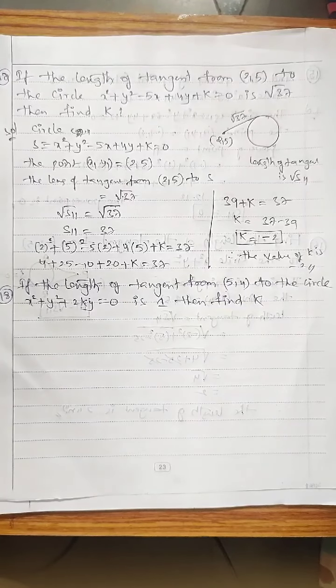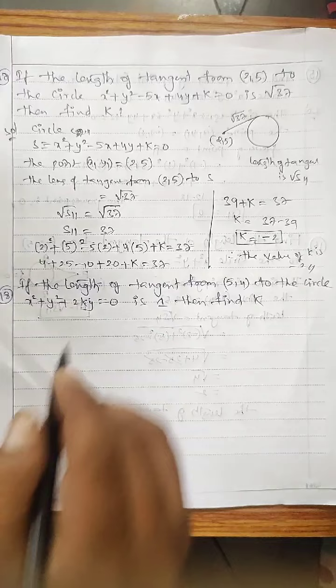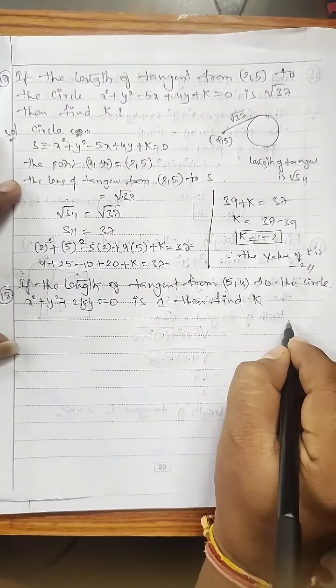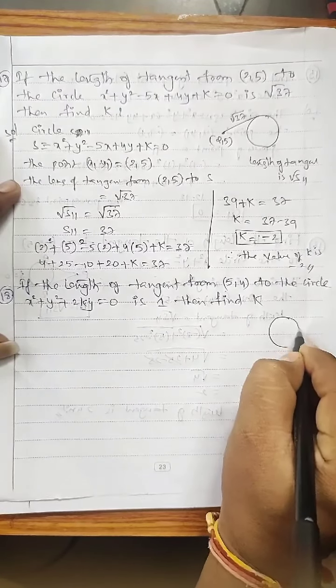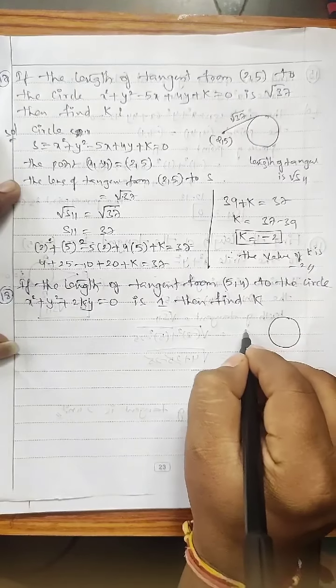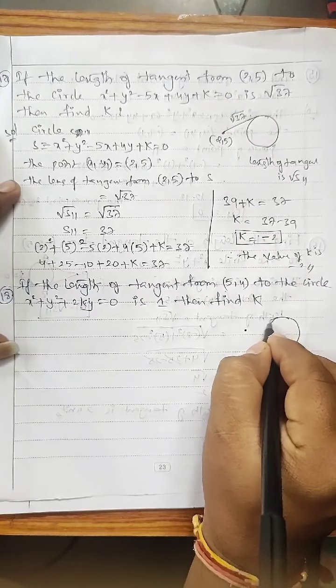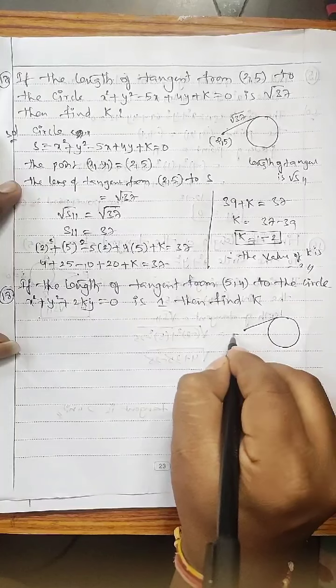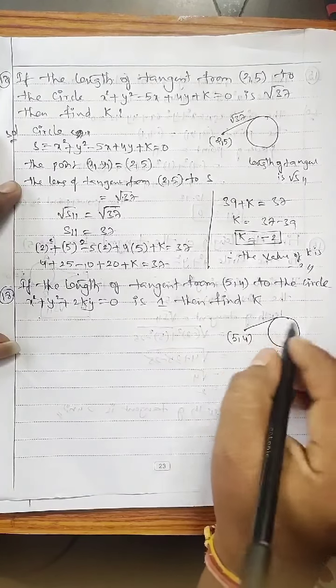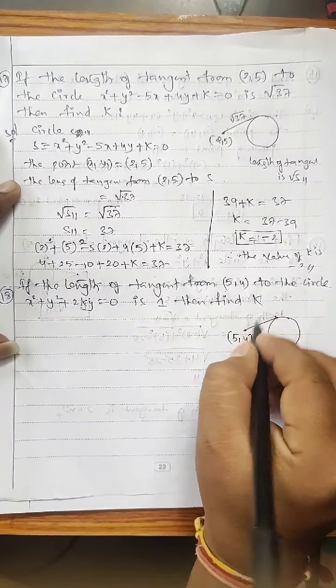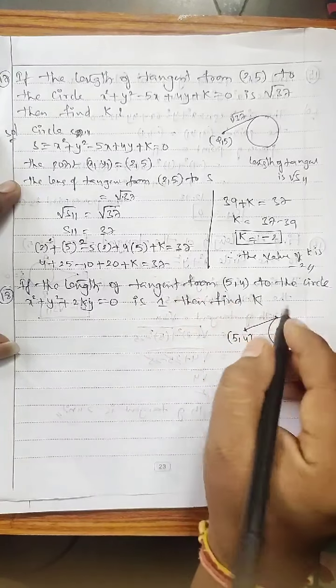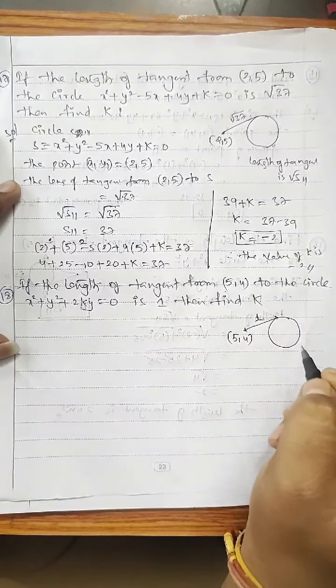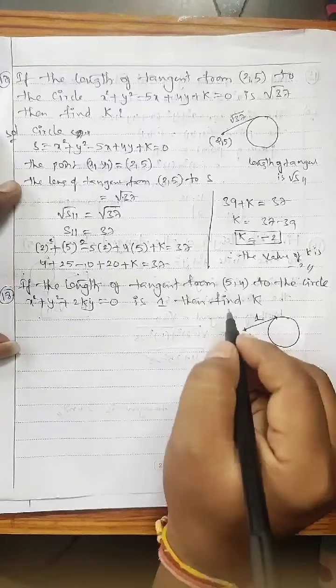If the length of the tangent from (5, 4) to the circle x square plus y square plus 2ky is equal to 0 is 1, then find k. Here is the given circle, and this is an external point, and that is the tangent. The point given is (5, 4), and the length of the tangent from the point to the circle is given as 1. What is the value of k?